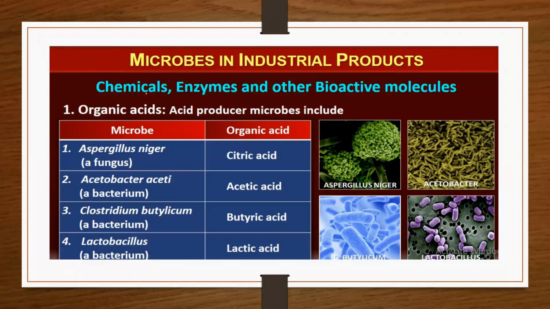Then there are some more chemicals, enzymes, and bioactive molecules which come under microbes in industrial products. Let's first talk about the organic acids, which are produced by microbes. For example, citric acid is produced by Aspergillus niger, which is a fungus. Acetobacter aceti, which is a bacterium, produces acetic acid. Clostridium butylicum, again a bacterium, produces butyric acid. Lactobacillus, which we have just studied, is a bacterium that produces lactic acid.